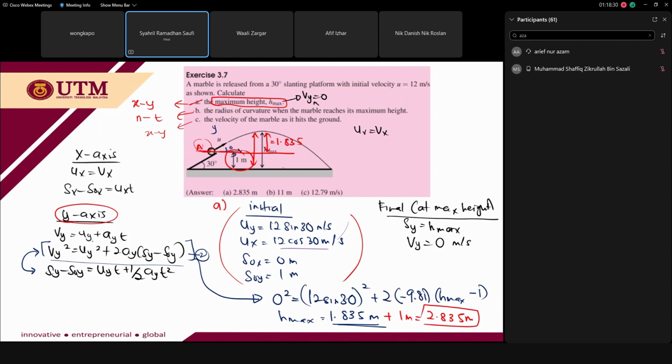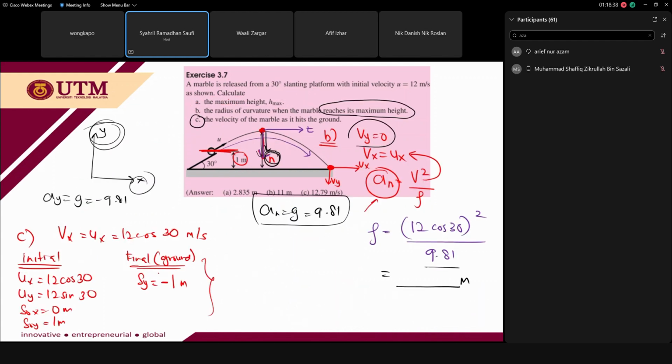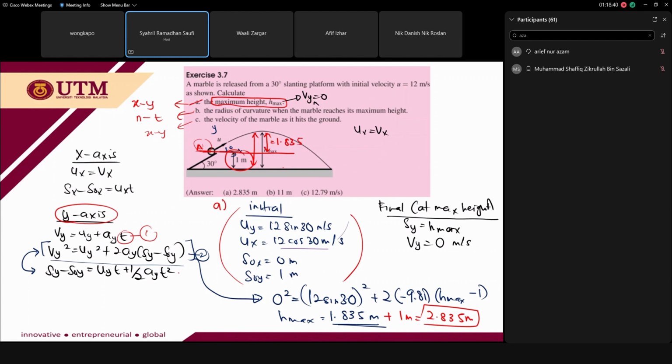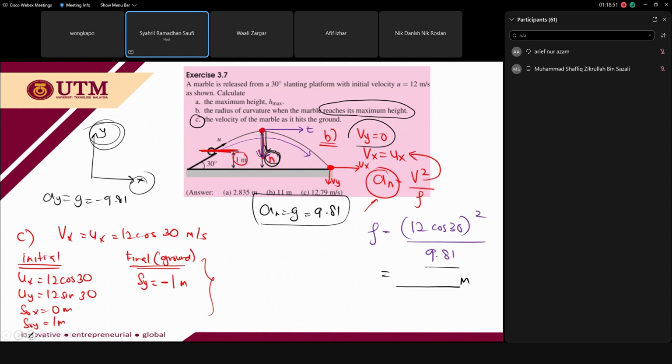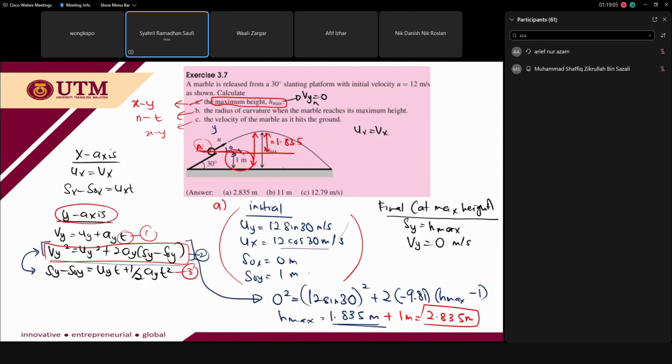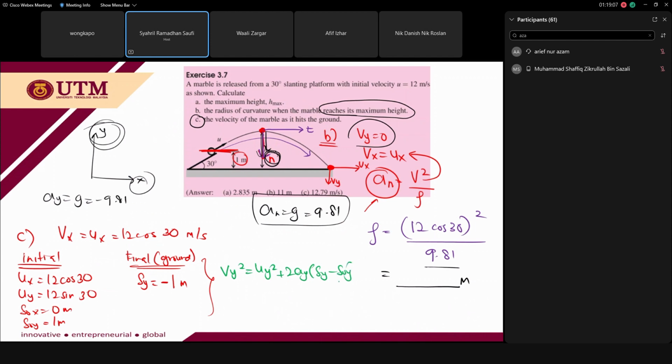For question number one, we have time in the equation, but in the parameters that we have here, there is no time. So equation 1 and equation 3 cannot be used because you don't have the time. The only equation is equation number 2. So you just use equation number 2: Vy squared is equal to uy squared plus 2ay (sy minus s naught y).